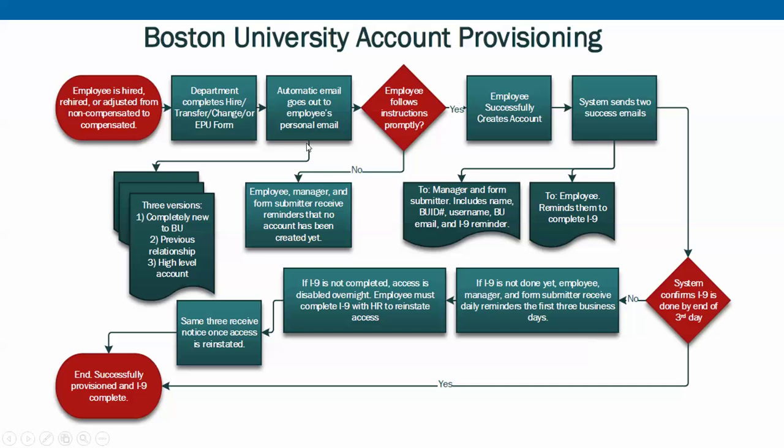When these forms are done, an automatic email goes out to the employee's personal email, and there's 3 different versions of this depending on whether they used to have an account or not. If the employee fails to follow the instructions promptly, the employee, their manager, and the form submitter, as of I believe it'll be mid-April to early May, will receive automatic reminders that no account has been created yet.